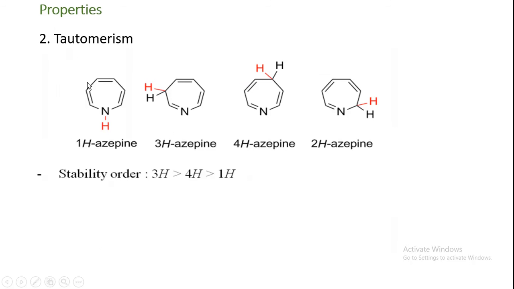Then tautomerism. Tautomerism is possible because of this hydrogen, which may shift from one place to another place. So 1H, in which the hydrogen is present at the one position, then 3H in the third position, then 4H, the fourth position, then 2H. Among these, the stability order is 3H most stable, 4H next, and 1H next. 2H is not at all stable, it is the least stable.